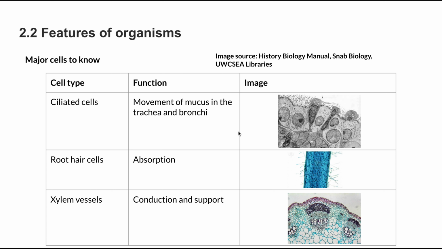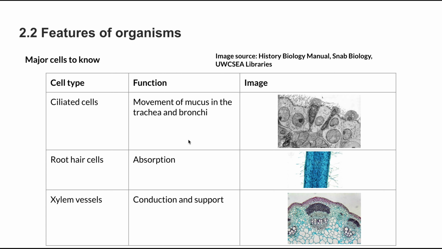They are responsible for movement of mucus in the trachea or bronchi. The trachea and bronchi are airways connected to your lungs. We will look at that more in a later chapter where we discuss respiration. But anyway, in the lining of the trachea and bronchi, there are ciliated cells which move mucus through their hairs.